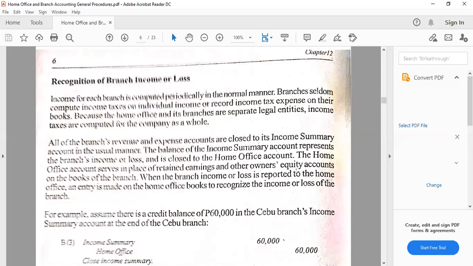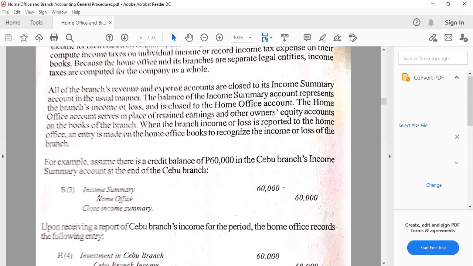Then recognition of branch income or loss. So as said, the branch income would increase the home office account. Home office account, again, is an equity account. So the income would increase it, but the loss would be decreasing it. So in this case, the branch would be recording this one as debit to income summary at 60,000 and then credit home office at 60,000.